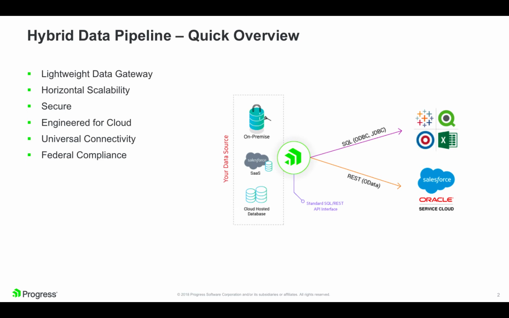In this demonstration, we will be looking at using the Hybrid Data Pipeline Server to directly access a cloud-hosted Oracle database. The Hybrid Data Pipeline Server can be installed in the cloud, on-premises, or in your DMZ, depending on your use case. Note that Hybrid Data Pipeline is designed for the cloud to include scalability, security, access management, and data compression. While Hybrid Data Pipeline supports ODBC and JDBC, today I will be demonstrating its support for the OData REST API.